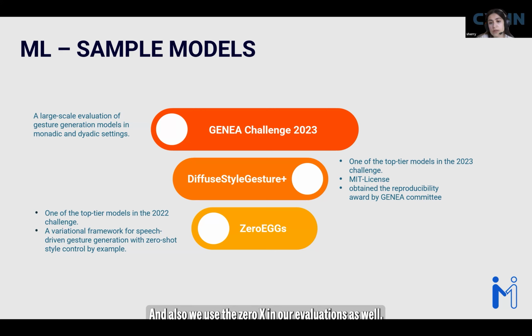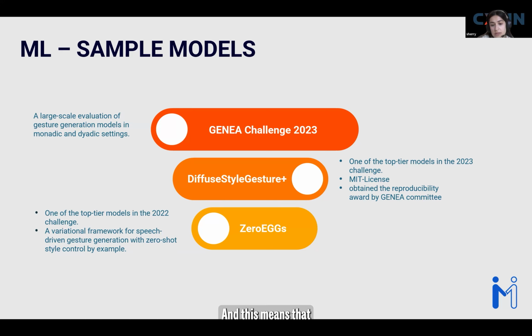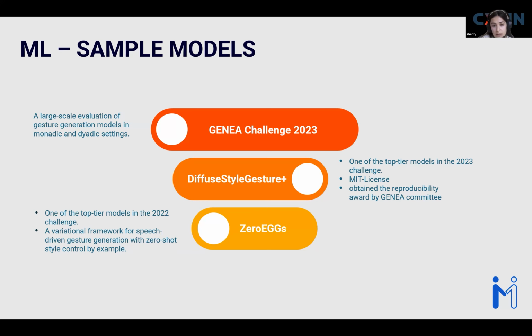And also we used 0x in our evaluations as well. It's one of the top tier models in the 2022 challenge. It's a variational framework for audio-driven gesture generation with zero-shot style control by example. This means that given a short motion clip in any style, the model can generate longer duration motion in the same style, even if the model hasn't seen that style before in training, which is why it's zero shot. Next slide.